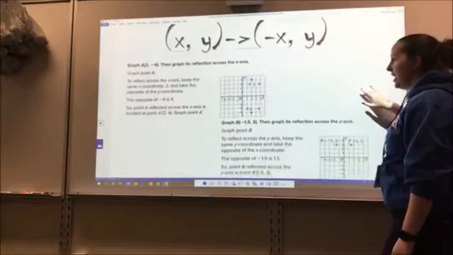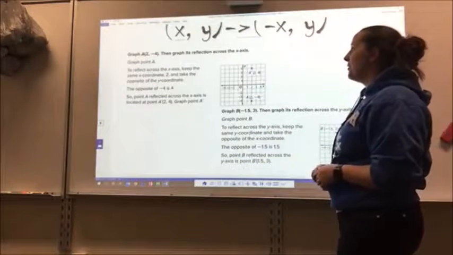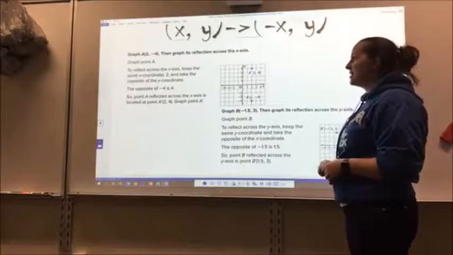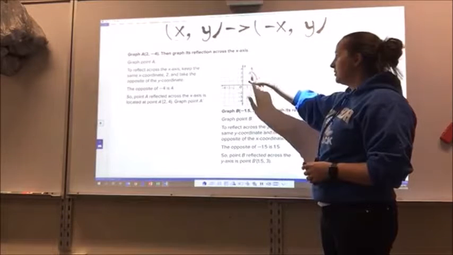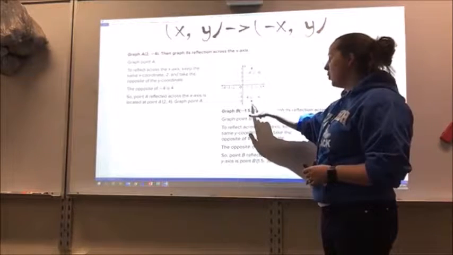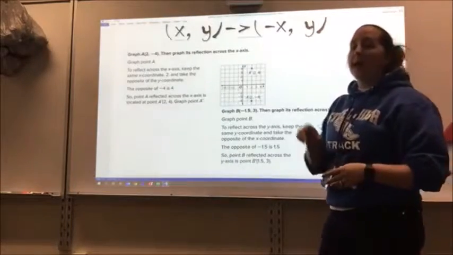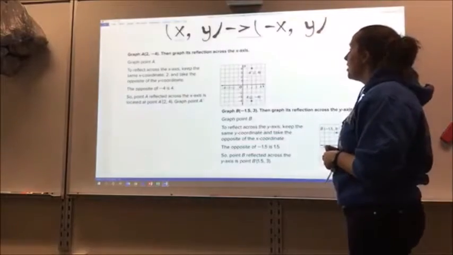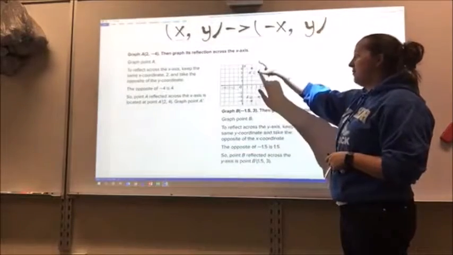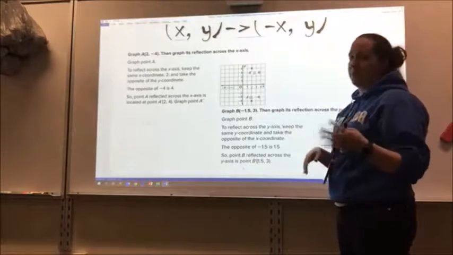So taking a look at an example, graph A (2, -4), then graph its reflection across the x-axis. So we went over 2, sorry, we went over 2, down to -4, which is the point A. And then A prime, or A with that little apostrophe, that's what it means, A prime. Okay? So I went over 2 and up 4 this time because it was reflected across the x-axis.